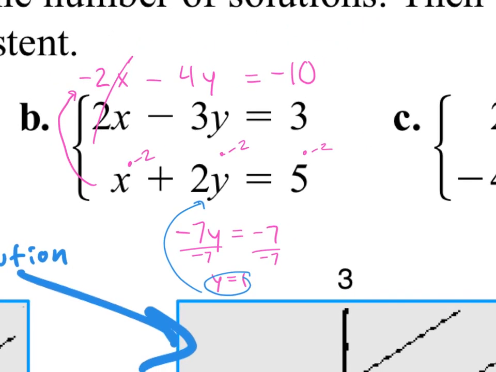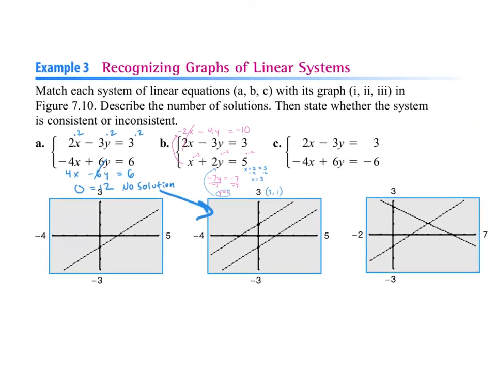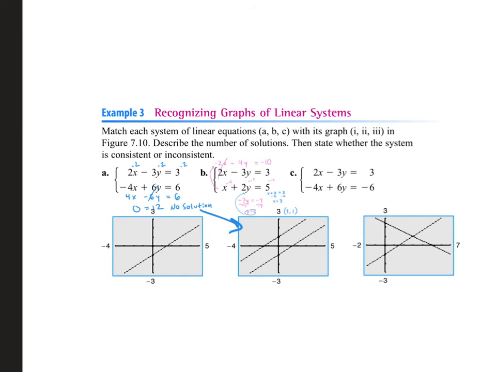Let's plug it into the second. So we have x plus 2 times 1 is equal to 5. How do we solve for x? Subtract 2. So x is equal to 3. So what's our answer here? 3, 1. So let's look for our graph that intersects at 3, 1. Which graph is that going to be? The third one.